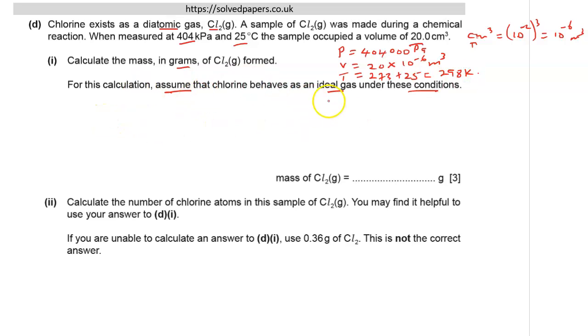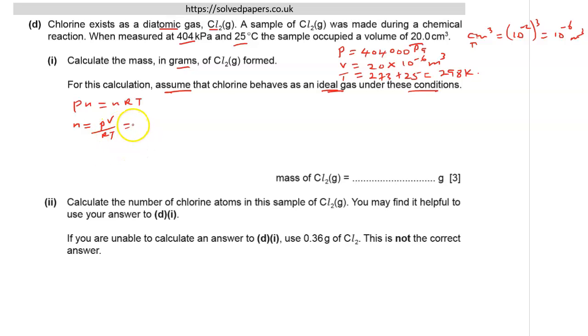Therefore, since it behaves as an ideal gas, we use the equation for an ideal gas, which is this equation. We want to calculate grams. So for mass, we need n first, the number of moles. Then we convert the number of moles into mass. Therefore, this is going to be n is equals to PV over RT.